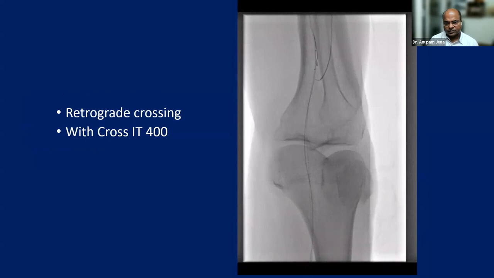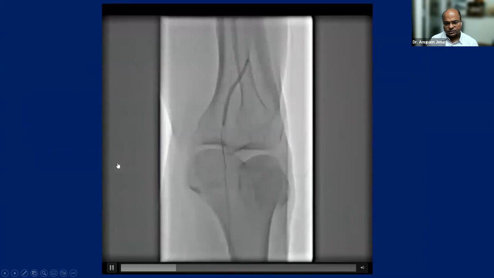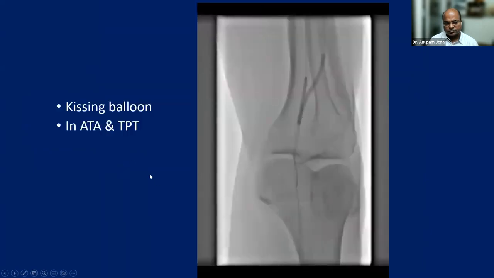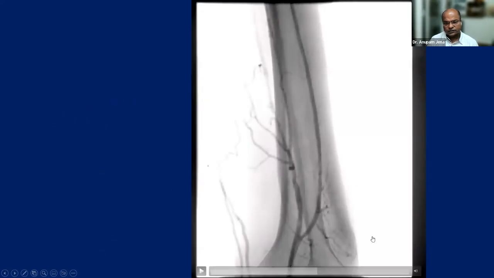And then we could pass an antegrade wire. So from the antegrade direction, we could pass a wire. Then we did balloon angioplasty. And we did a kissing balloon because there was some disease in the tibioperoneal trunk also. So we did a kissing balloon there. And this is the final result. So we could achieve an optimum result in this case.